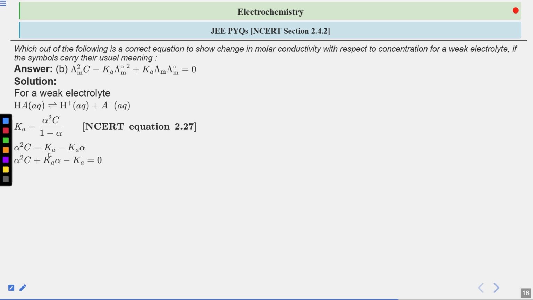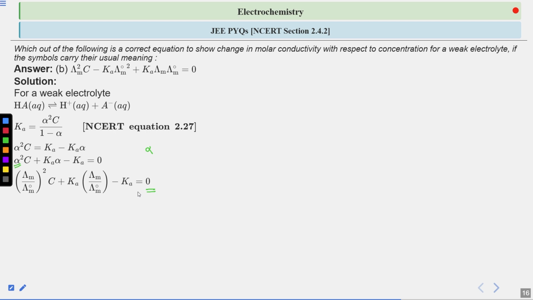When you rearrange it as an equation, it becomes alpha square C plus Ka alpha minus Ka equals 0. Now you have to put the value of alpha into this. Alpha is given by lambda m upon lambda m naught, right? Degree of dissociation is the fraction of lambda m to lambda m naught. So alpha square means lambda m upon lambda m naught whole square times C, plus Ka times lambda m by lambda m naught, minus Ka equals 0.